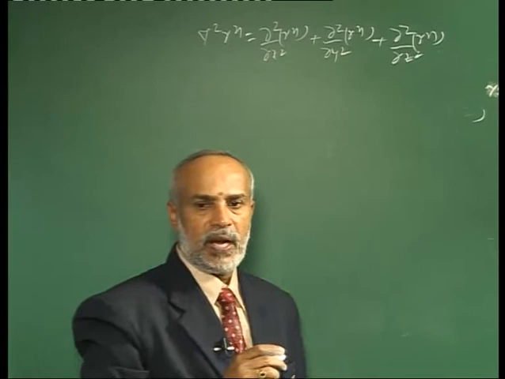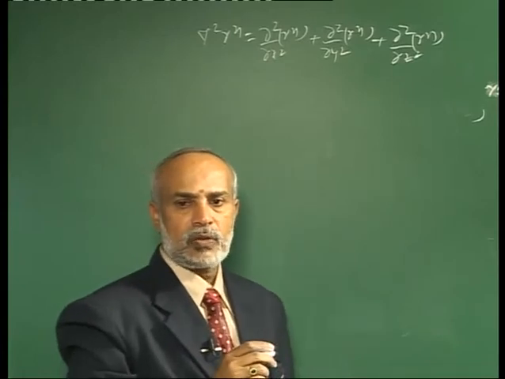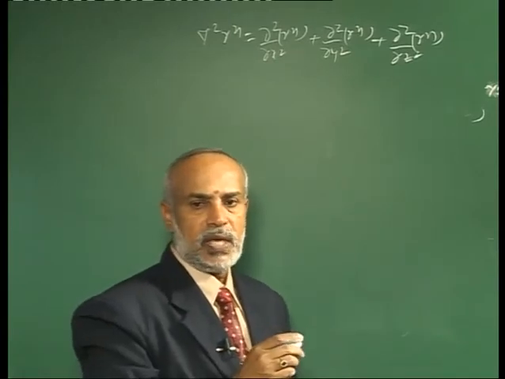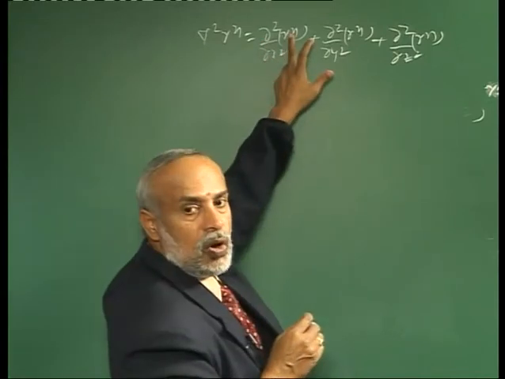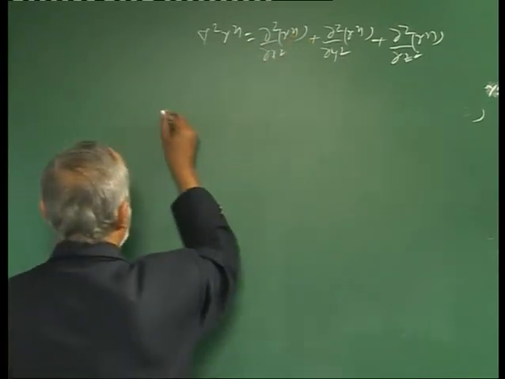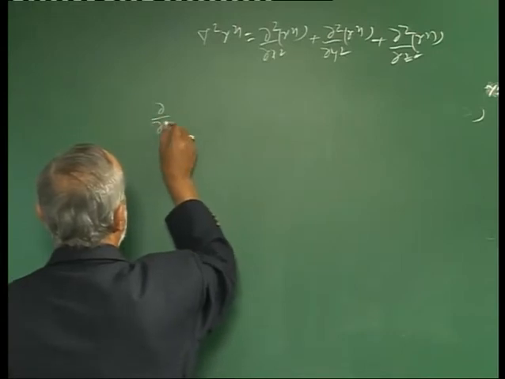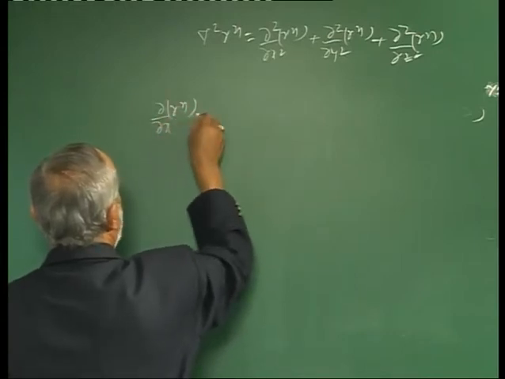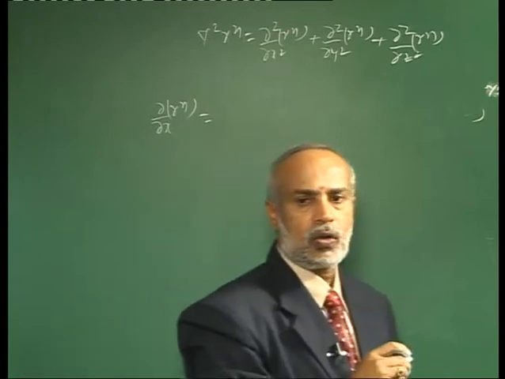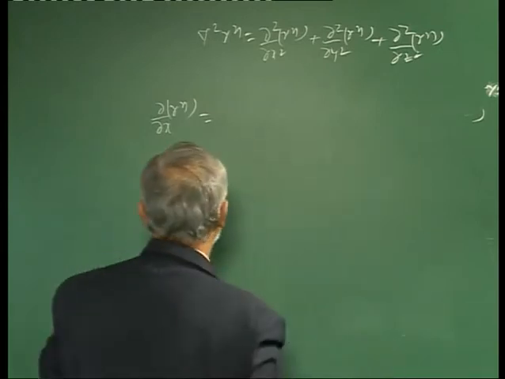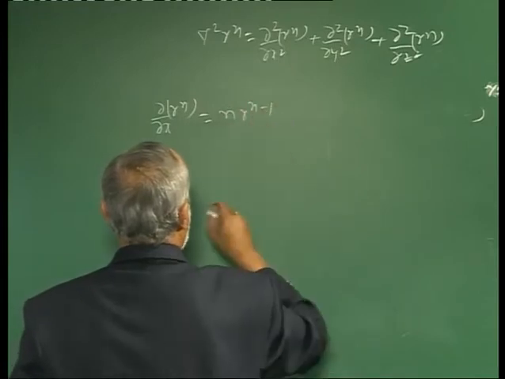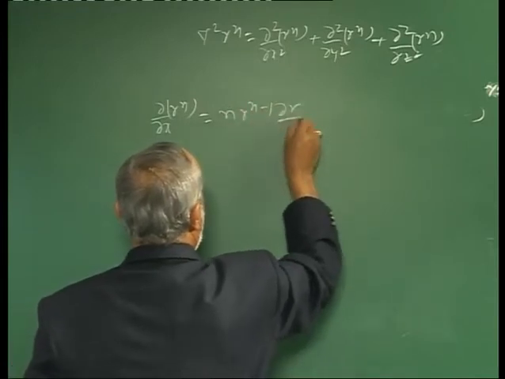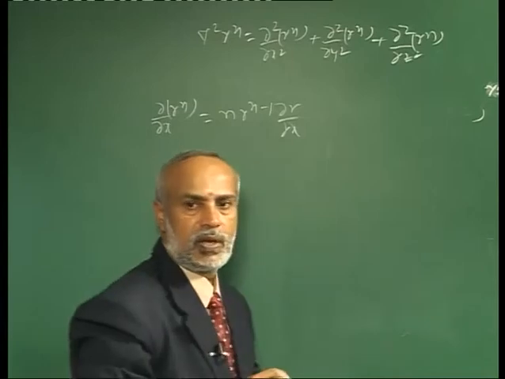Now first you can find ∂²/∂x² of r to the power of n. Here ∂² means differentiating partially with respect to x two times. First, ∂/∂x of r to the power of n. If you differentiate partially with respect to x, what do you get? n times r to the power of n minus 1 times ∂r/∂x.